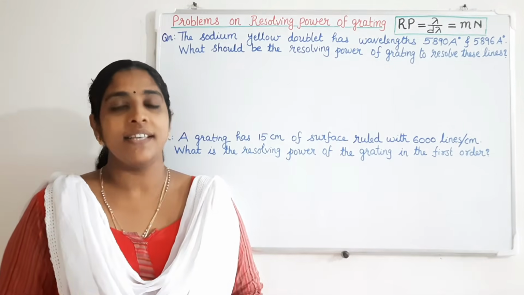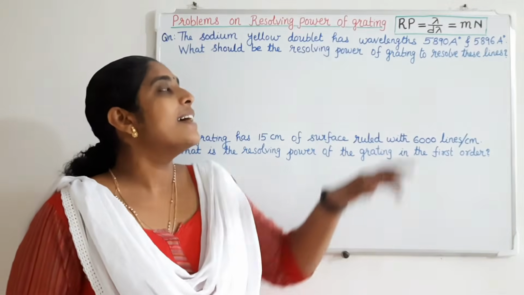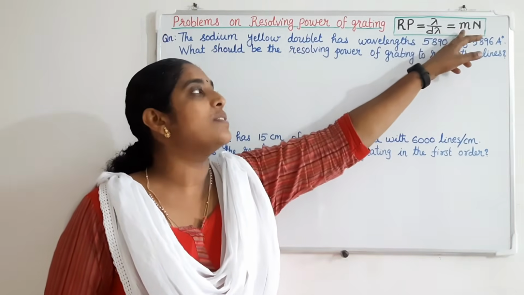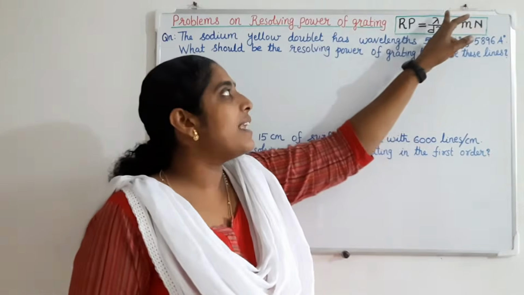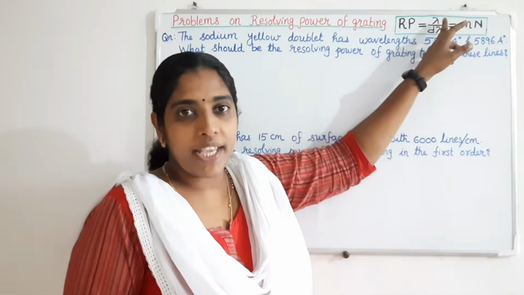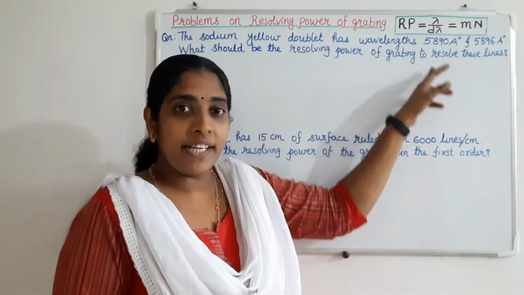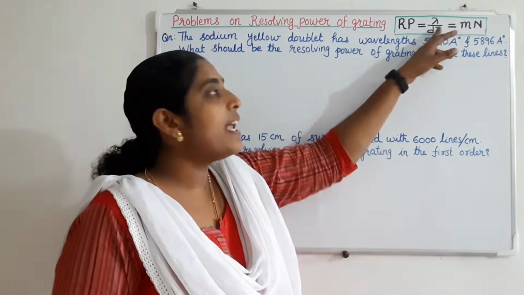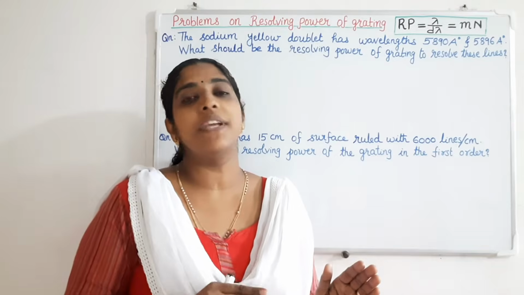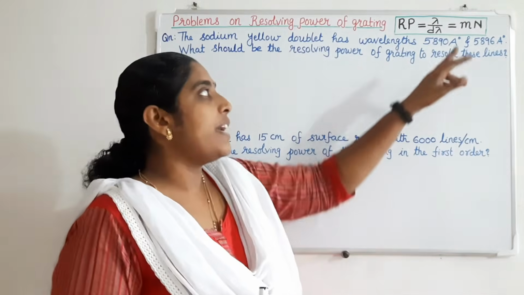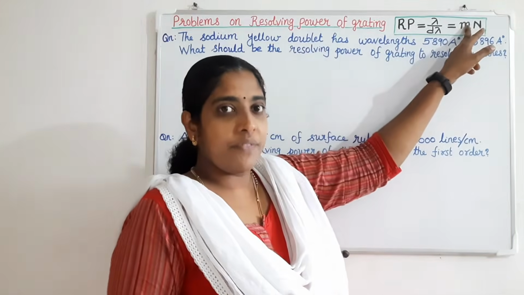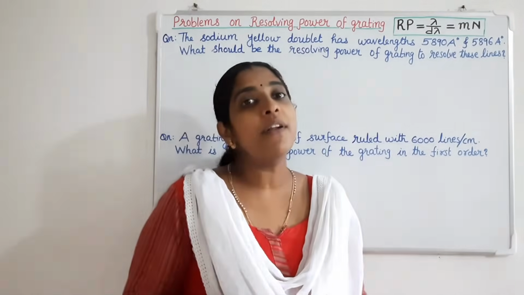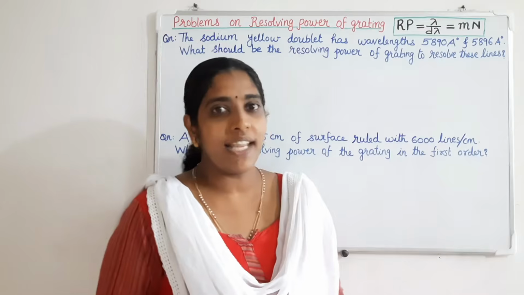Based on Rayleigh's criterion, resolving power, that is lambda by d lambda, is equal to mn, where lambda is the wavelength of any one spectral line, or we can take it as the average of the two wavelengths, and d lambda is the separation between these two wavelengths, where m is the order in which we are finding the resolving power and n is the number of ruled lines on the grating surface.